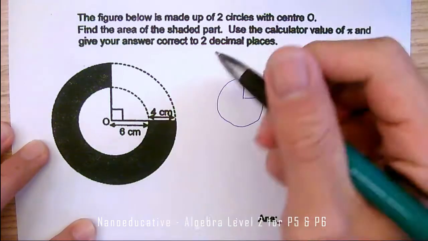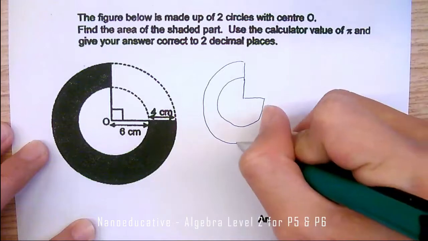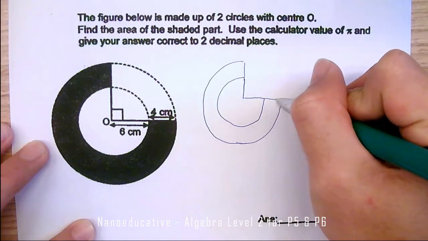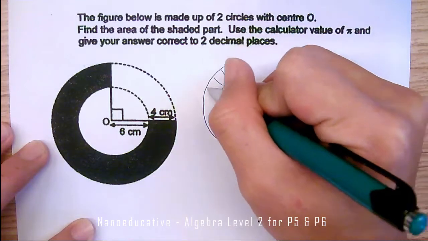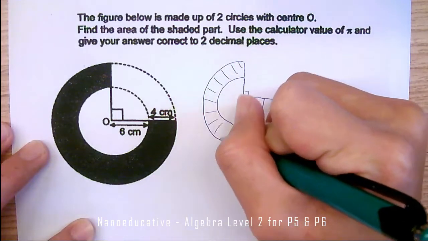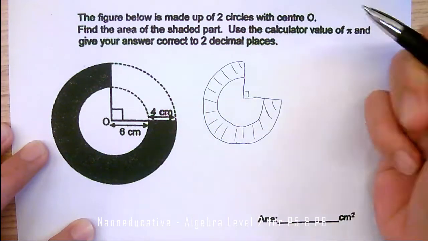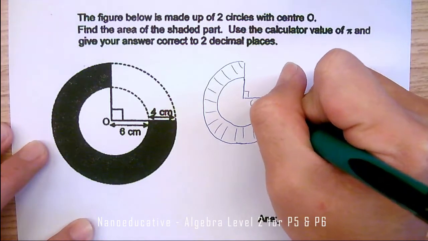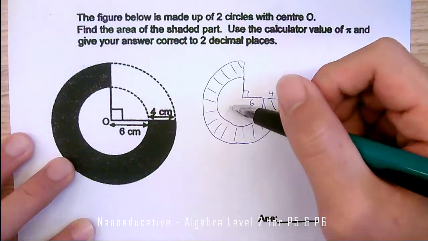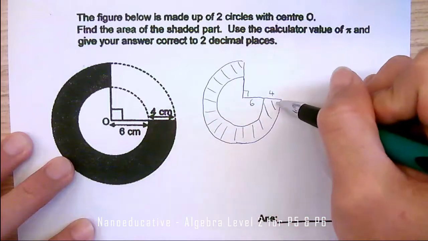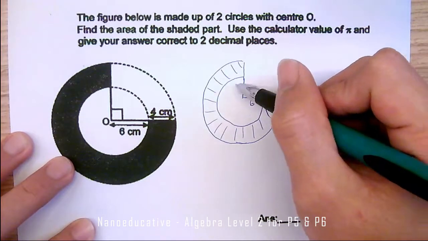This is the small one, and then the big one outside would be something like this, and then they're just shading the outer portion. Then this one will be 6 cm, and this one will be 4 cm. So the only way to do this is to find the area of the large 3/4 circle and minus the small one inside, the small 3/4 circle.